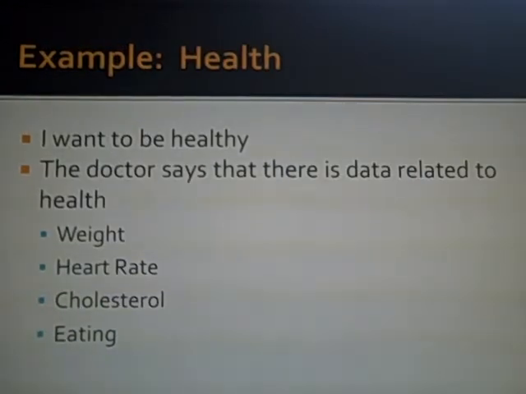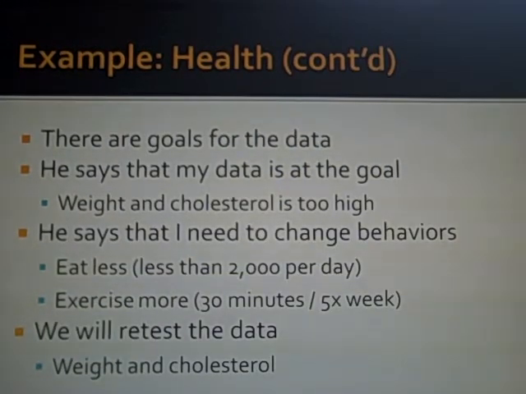Let's take, for example, health. I want to be healthy. That's a global goal that I have. Sherry, my wife, shares that goal as well. So when I go to the doctor, he has data at his disposal that helps me understand some of the indicators of health. He can look at my weight, my heart rate, my cholesterol, my eating. And when I went to the doctor recently, he said that my weight and cholesterol are too high. They are too high for the level of health that we're seeking.